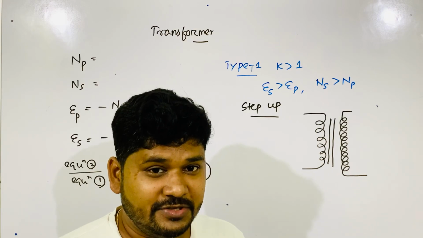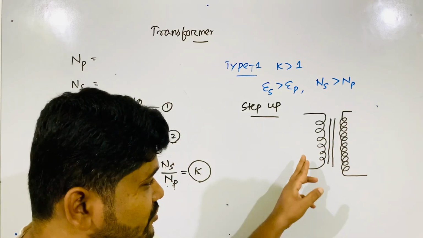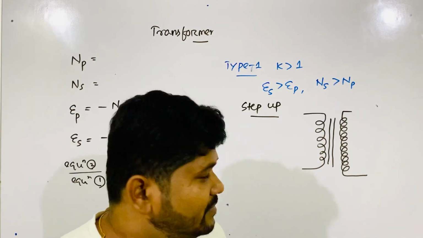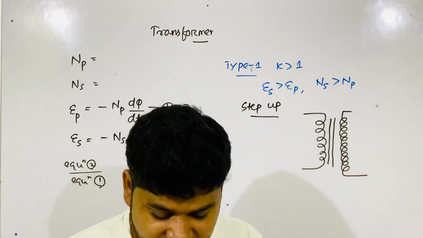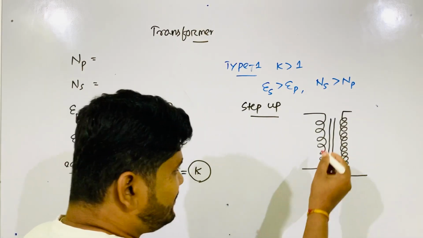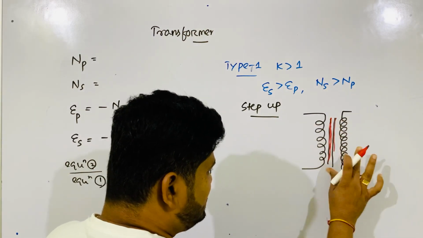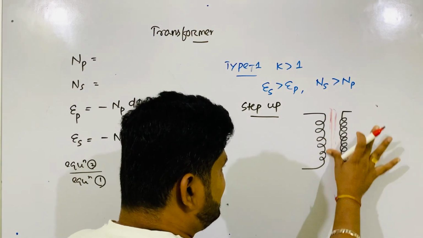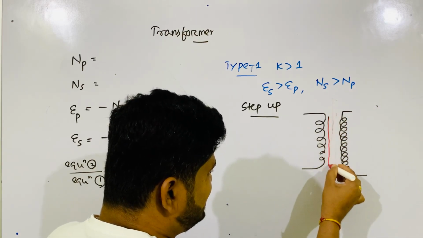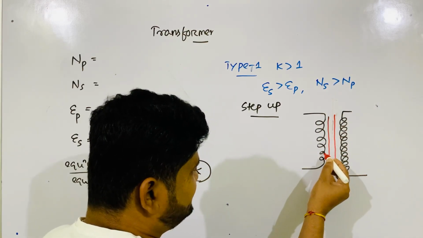Is the question coming to your mind? Sir, you showed the two coils, it's right, but why have you drawn two lines between them? Why have you drawn such two lines between them? Let's make those two lines red for good visibility. Now you see, these are the two lines.